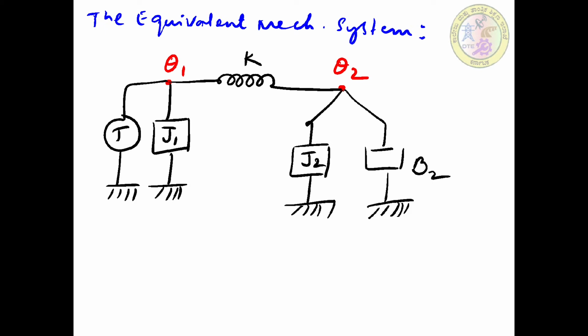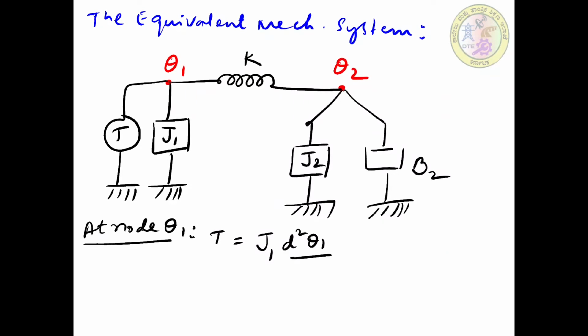Okay. So at node theta 1, we can write the applied torque T is equal to, so how many elements do we have to include in the equation? One is J1, the other one is K. Therefore J1 into d square theta 1 by dt square plus K into, so now K is between theta 1 and theta 2, therefore theta 1 minus theta 2. Okay, so we'll take this as equation 1.